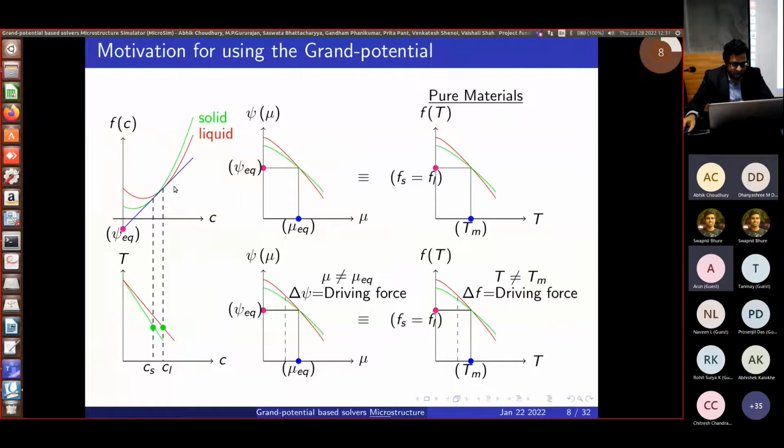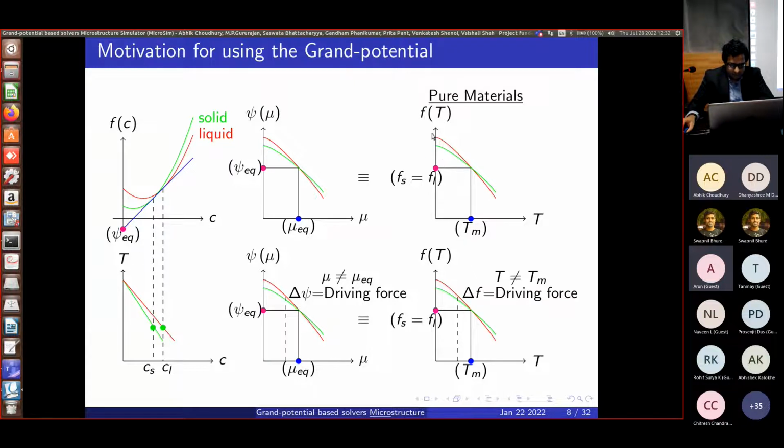The idea behind this is actually very simple. This is the equilibrium between a solid and the liquid, which is illustrated by the common tangent construction. So you have this psi equilibrium being denoted by this pink point over here, and that would translate to this temperature versus composition curve, where you have these two as the equilibrium points. Now the same information, if you were to plot the psi of mu plot, so you were to find the equivalence between f of c and psi of mu, this same information would be transformed to this, where you are having intersection of the psi plots at a given mu, which is the mu equilibrium.